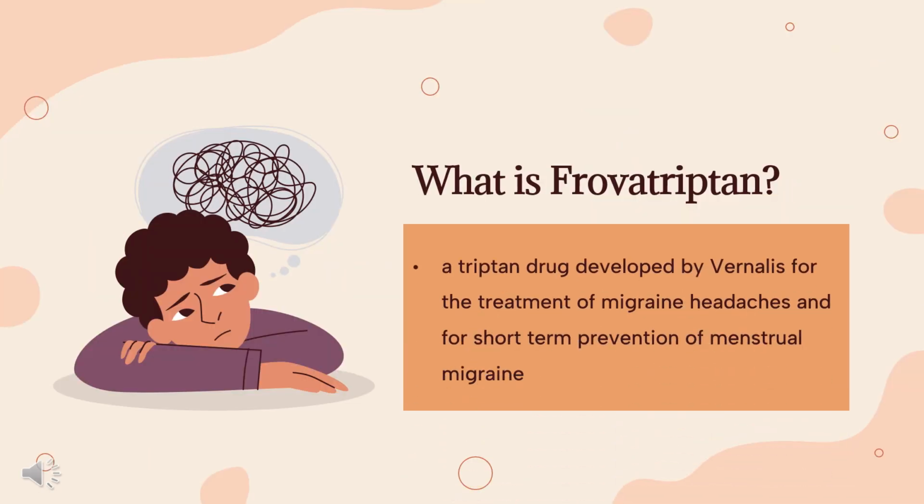What is Frovatriptan? Frovatriptan, sold under the brand name Frova, is a triptan drug developed by Vernalis for the treatment of migraine headaches and for short-term prevention of menstrual migraine. The product is licensed to Endo Pharmaceuticals in North America and Menarini in Europe.